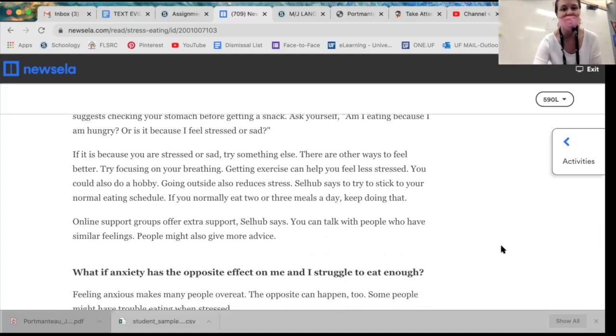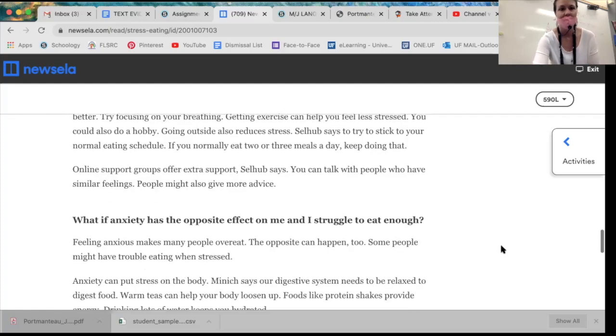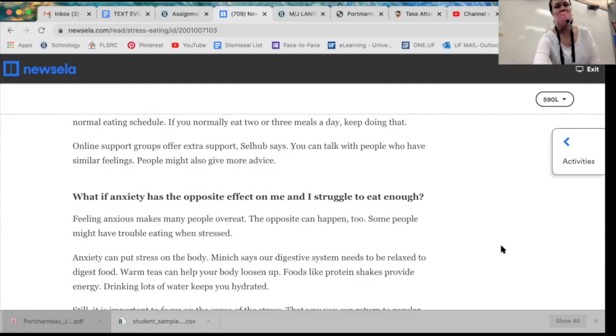If it is because you're stressed or sad, then try something else. Try other ways to feel better. Focus breathing, exercise, do a hobby, go outside. Try to stick to your normal eating schedule. If you eat 2 or 3 meals a day, then do that. Online support groups offer extra support, and you can talk with people who have similar feelings and might be able to give you good advice.